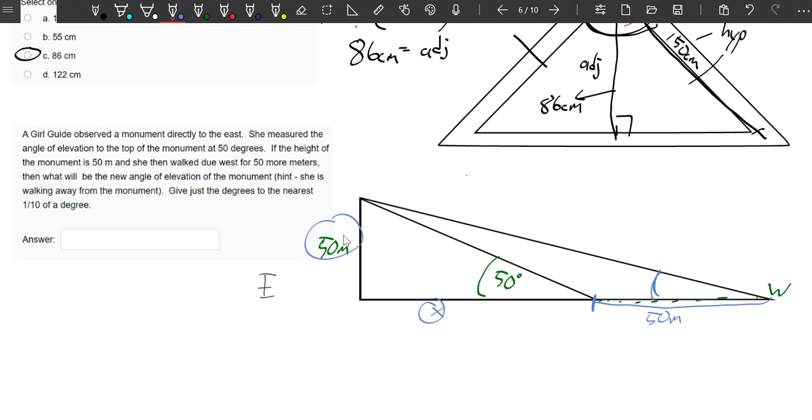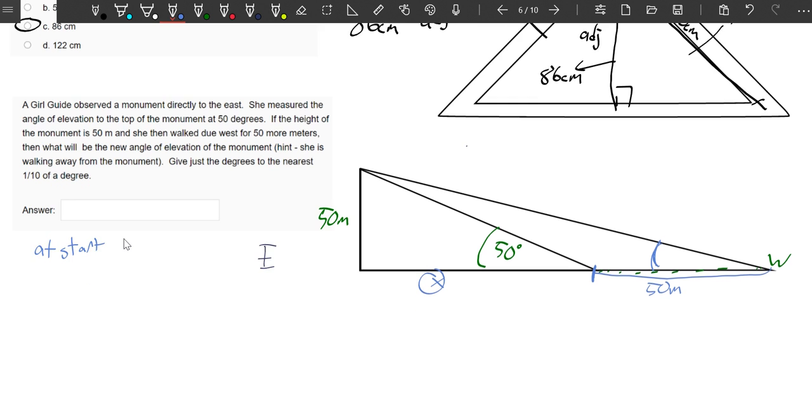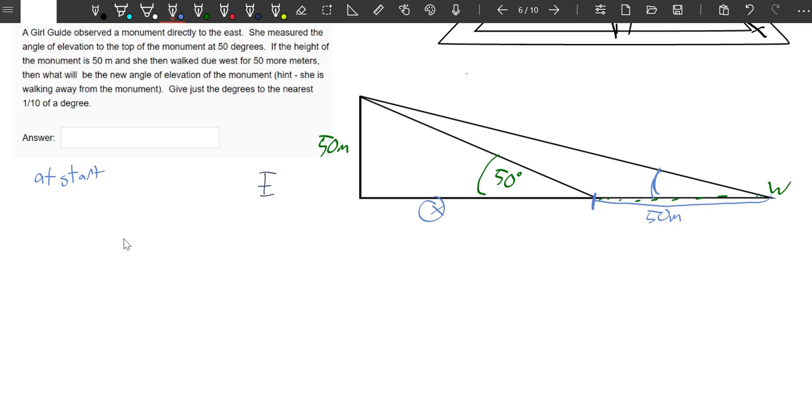We know this side for sure for both of them. It's the same monument in both cases. And we're going to need to figure out how far she was away in the first place. So at the start, we're looking for the adjacent side. And we are given, so here's where she is, and we are given her opposite side. So we have opposite and adjacent. So that tells us we're using the tan function. So we are looking for the adjacent side.